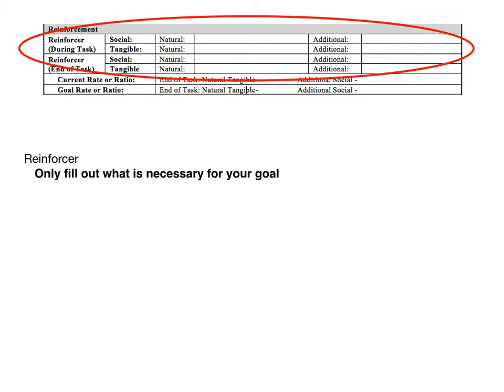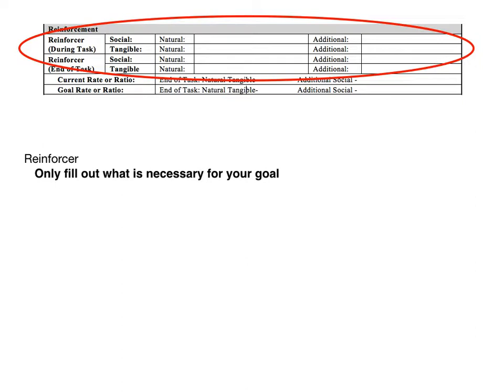So first, looking at the social natural, these are things that happen naturally in a social situation. Examples would be when someone is initiating a conversation or a greeting and having that person respond to them. Looking at social additional, these are social things that we add to our lessons as reinforcement. Examples would be a high five, a way to go, nice job, those things that we do anyway.